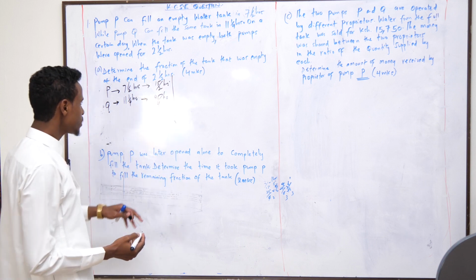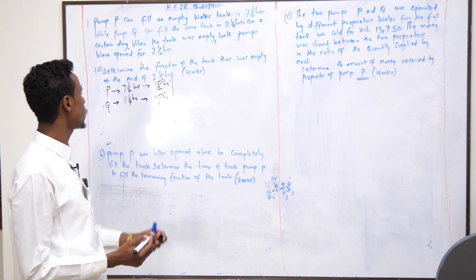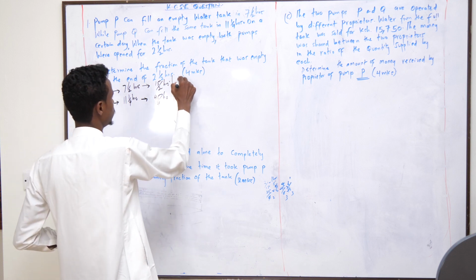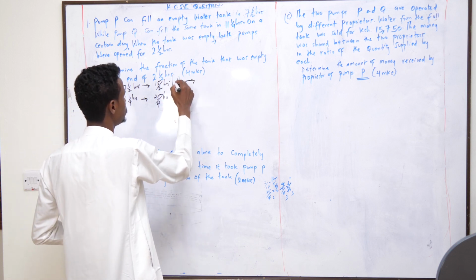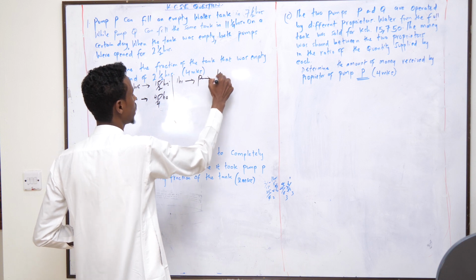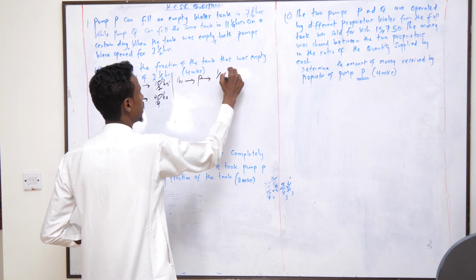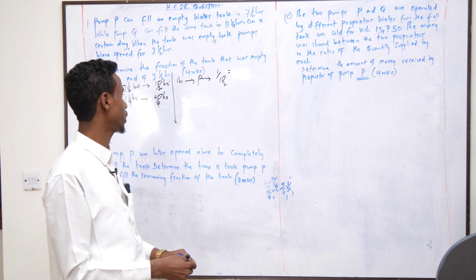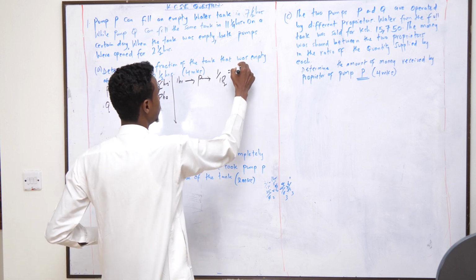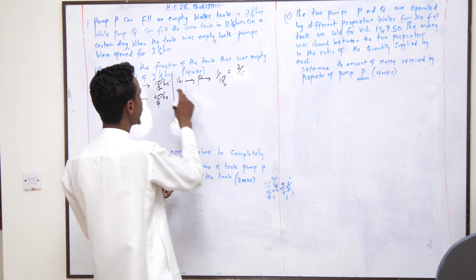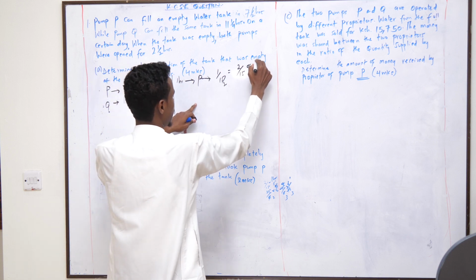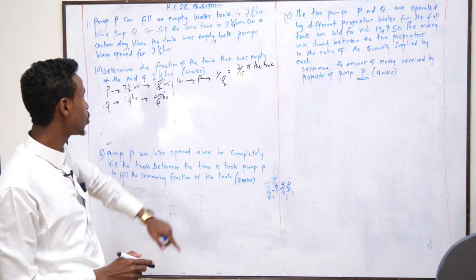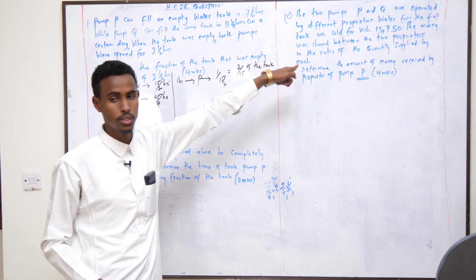Now class, if the tank takes 15 out of 2 hours to fill the whole tank, what will it take in 1 hour? In 1 hour, pump P can fill 1 out of 15 out of 2. When we reciprocate this, we get that in 1 hour, pump P can fill 2 out of 15 of the tank. In 1 hour, pump P can pump 2 out of 15 of water into the tank.